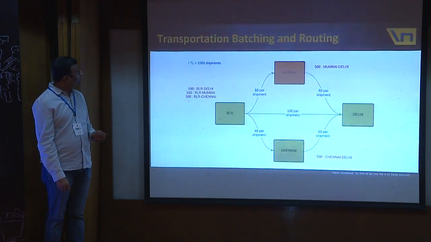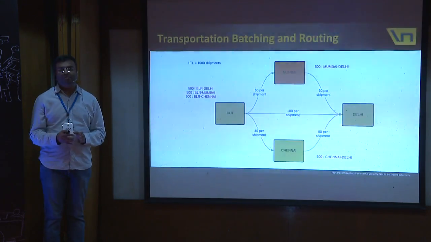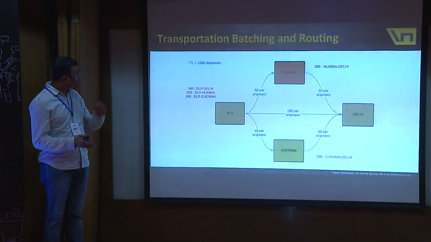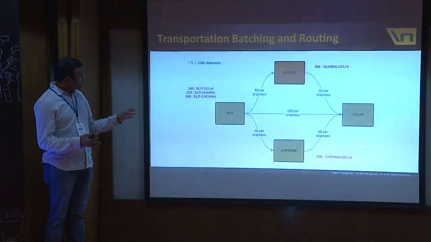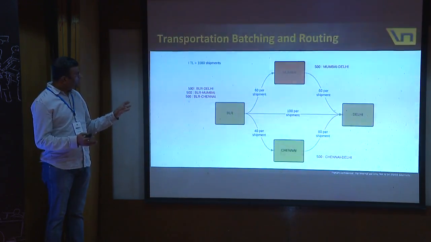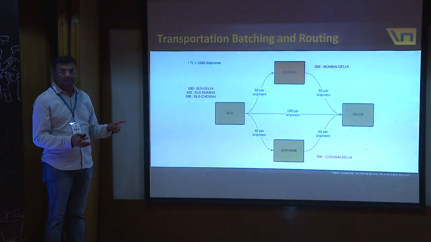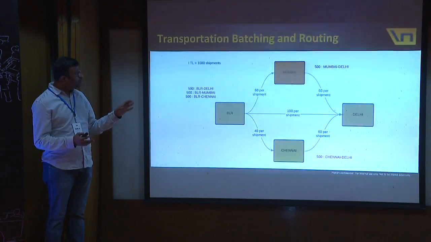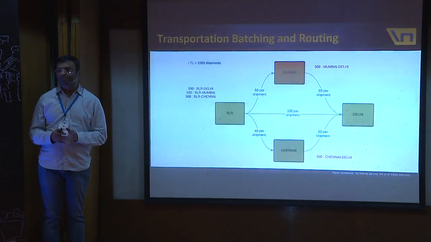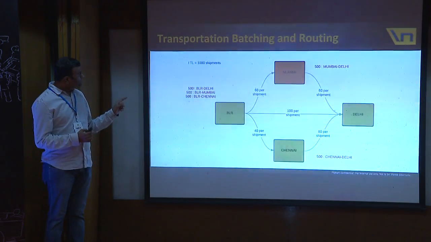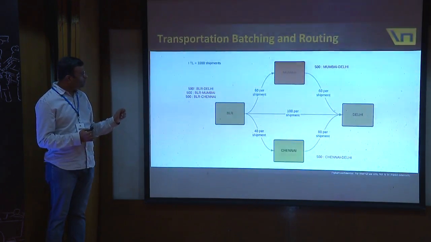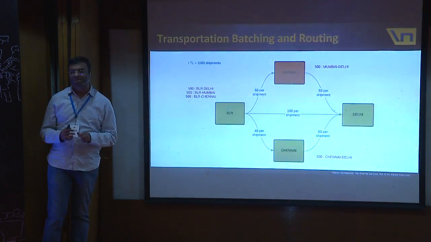This is another example to indicate how transportation batching and routing affects the capacity that we have. In this example, we have a very small network. We have Bangalore, Chennai, Mumbai, and Delhi, right? So if we take the direct route from Bangalore to Delhi, it costs you 100 rupees per shipment. Bangalore to Mumbai costs 60 rupees per shipment. Mumbai to Delhi costs 60 rupees per shipment. Bangalore to Chennai costs 40 rupees per shipment, and Chennai to Delhi costs 80 rupees per shipment, right?